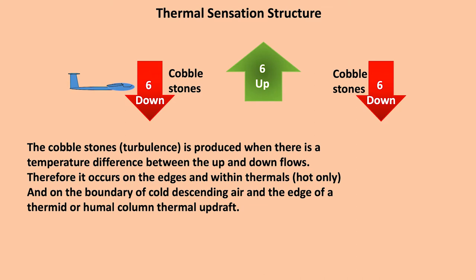Turbulence is produced when there is a temperature difference between the up and down flows. Therefore, it occurs on the edges and within thermals, and on the boundary of cold descending air and the edge of a thermal updraft column. A rather large thermal, the atomic weapon. But even that will show the classic symptoms of a toroidal vortex.